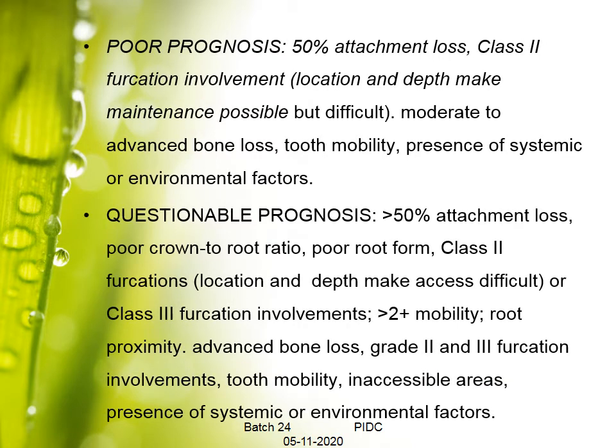Coming on to poor prognosis, there is 50% of attachment loss with class 2 furcation involvement, moderate to advanced bone loss, tooth mobility, presence of systemic or environmental factors. Then such a condition is termed to be poor prognosis.